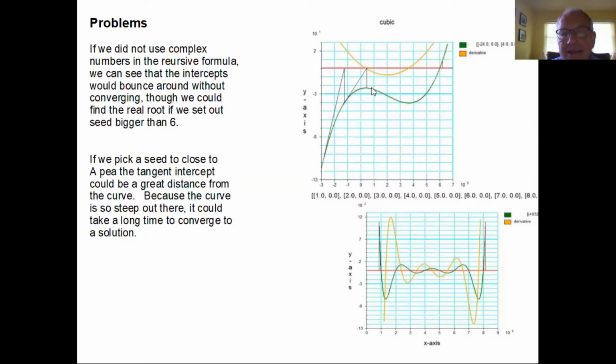Or we could get inside the curve by another bounce and then end up being bounced out again along the curve. But if we were to pick a seed inside here, we would get to the real root. If we pick a seed close to a peak, the tangent intercept could be a great distance from the curve. Because the curve is so steep out there, it could take a long time to converge to a solution.